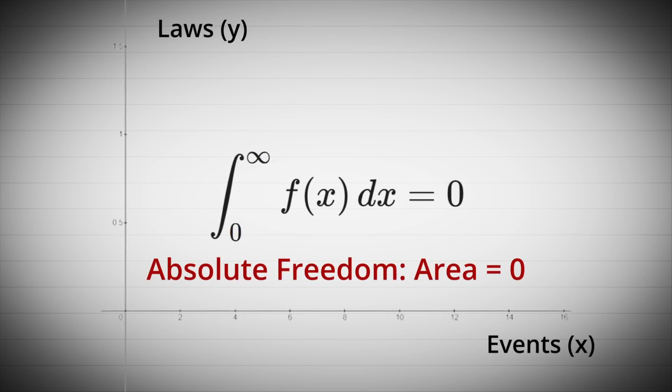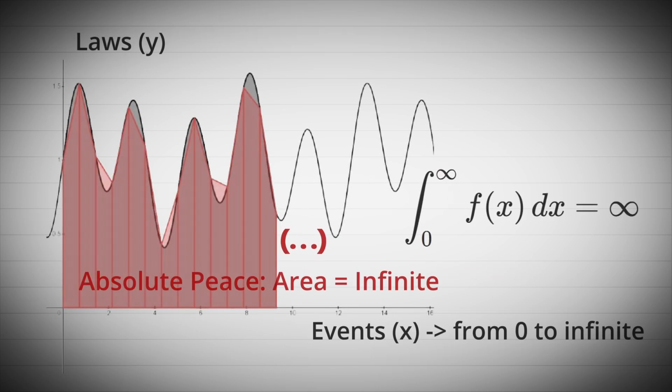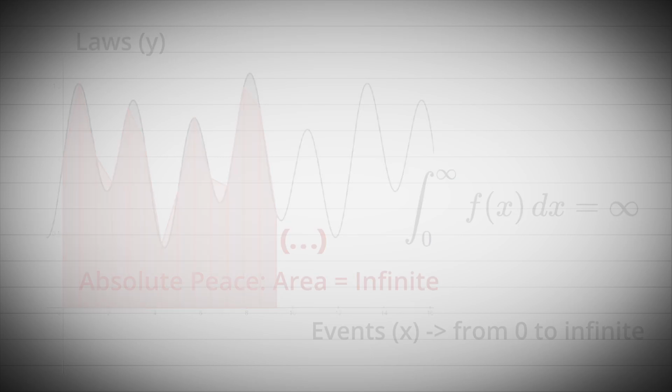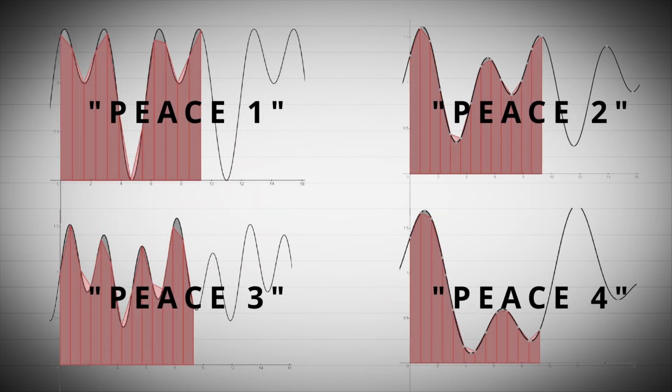Now let's apply this idea to peace and freedom. Absolute freedom is a situation where the integral of the graph equals 0. That means for every event X, there are no laws, Y equals 0. In other words, there are no restrictions at all, just complete freedom. Absolute peace would happen when both the number of events, X, and the strictness of laws, Y, increase infinitely. No matter how strict or lenient the laws are, the total sum, the integral, will always be infinite. This means that while there's only one model of absolute freedom, there are infinite models of absolute peace, each one with its own set of laws.